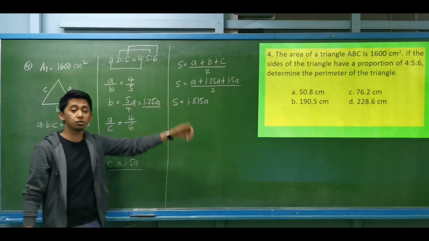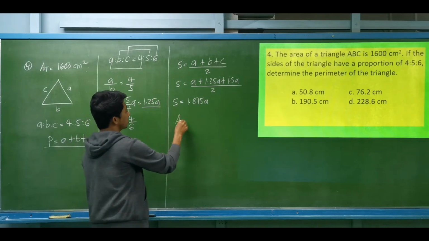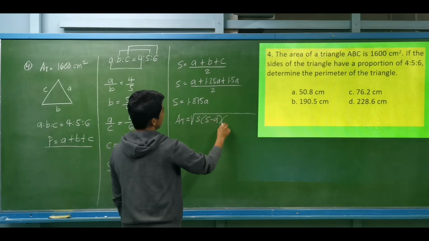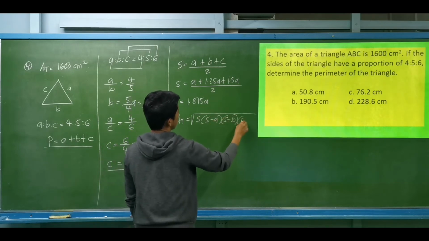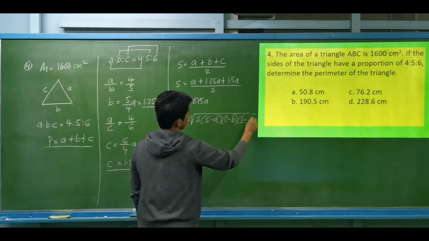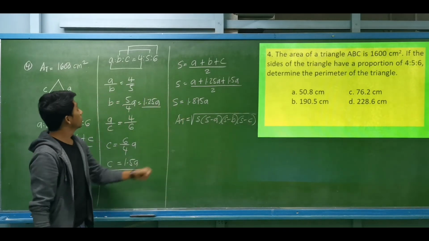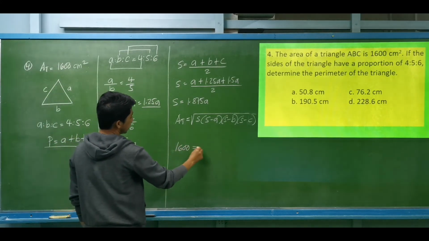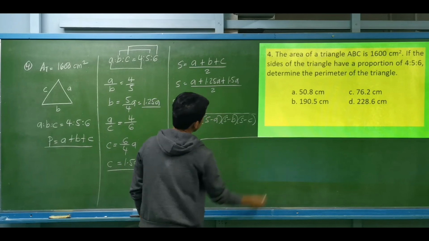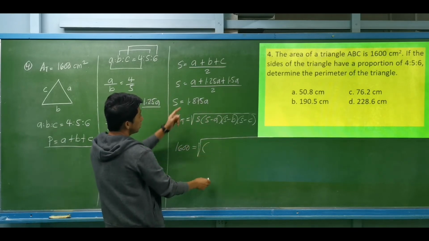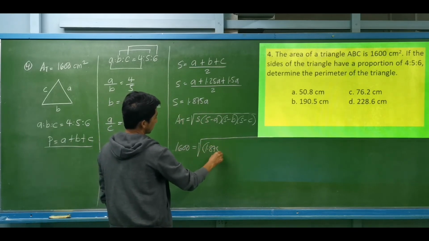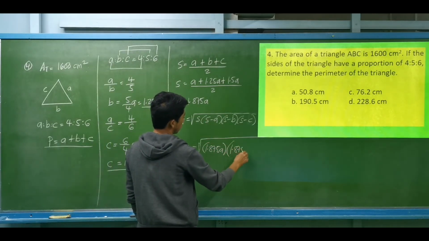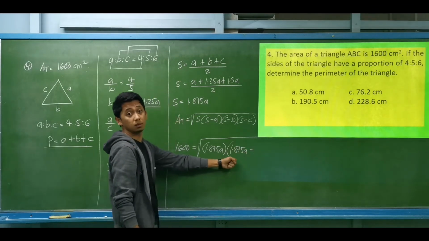So paano kumuha ng area using Heron's formula? This is the area of the triangle is equal to the square root of S times S minus A multiplied by S minus B multiplied by S minus C. Okay, yung ating formula. What is our triangle? The area of the triangle is 1,600 equal to the square root of, okay, ano yung ating semi-perimeter? That is 1.875 of A multiplied by S, 1.875 of A minus A.